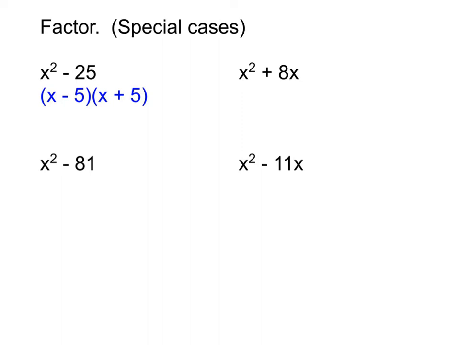So x minus 5, x plus 5. Because notice, negative 5 plus 5 is 0, and negative 5 times 5 is the negative 25. And that's what we're looking for in that situation. So the only way that that middle term will disappear is if both numbers are the same, except that one is added and the other one subtracted. All right, the next one, over.